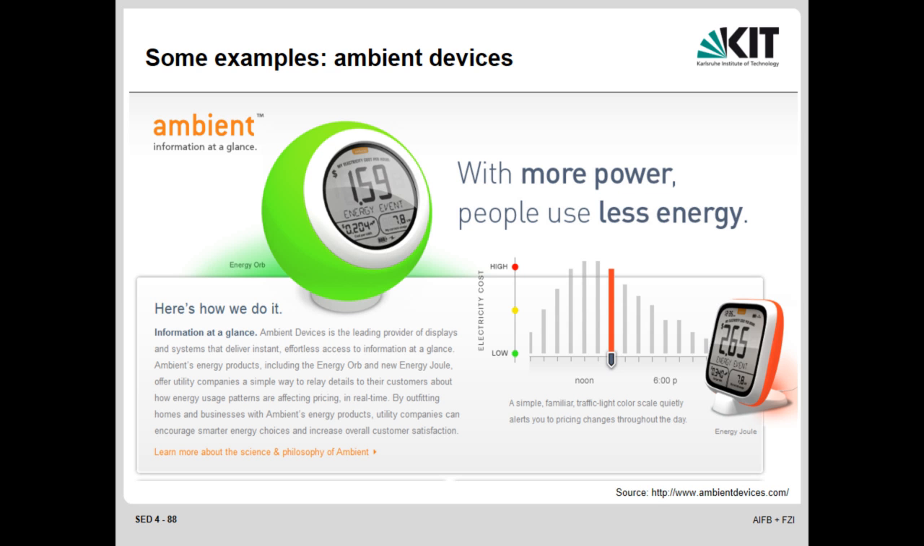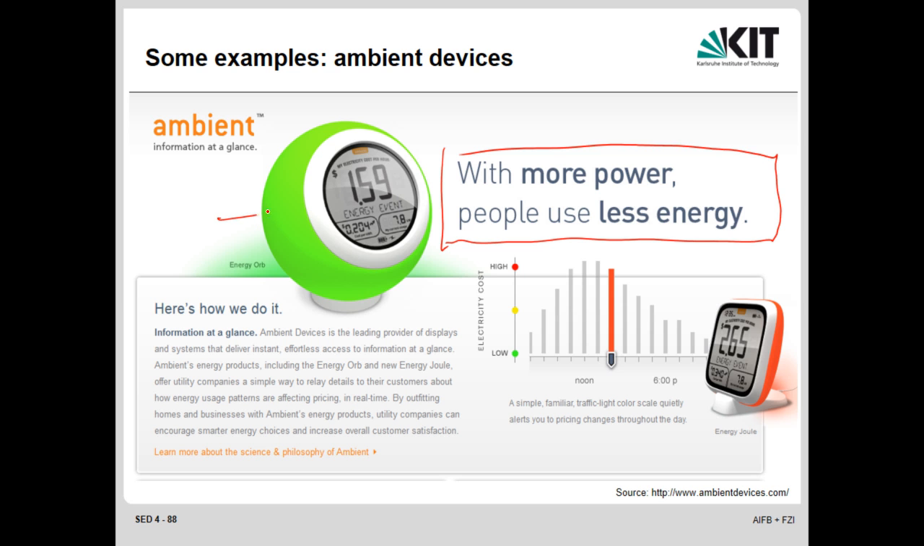Then there is something which is called ambient. There are ambient technologies, so something which is just around you. And here's an example like Ambient Devices. They say here, with more power, people use less energy. Nice slogans. And so their idea is similar to what we have seen in the ENBW, the Stromampel, this traffic light concept, that a device is displaying the current energy situation.